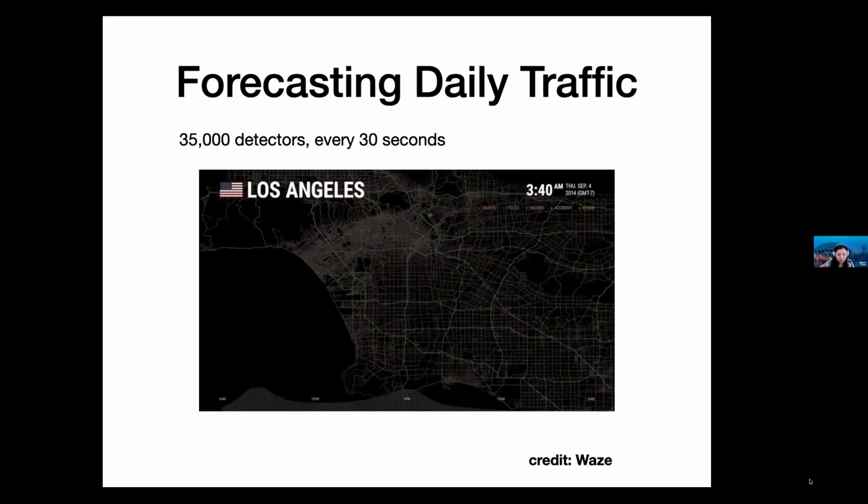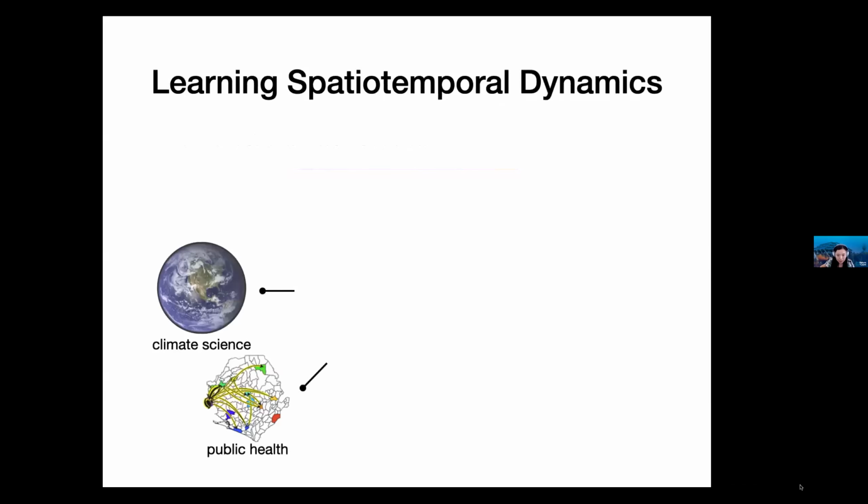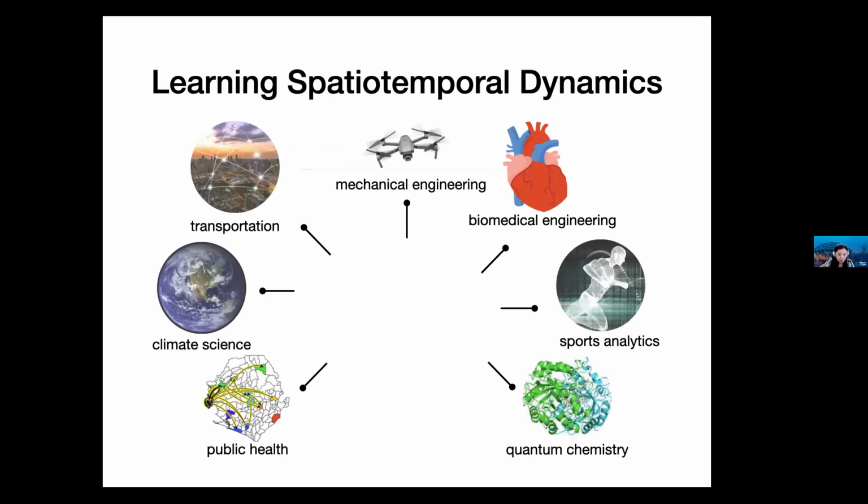So these two examples, from climate to transportation, are examples of spatial temporal dynamics. As you can see here, in different fields in climate science, transportation, public health, and many other fields in science and engineering, the common pattern is that the data contains very rich space and time information. And if we can design machine learning models that can learn from the rich space-time information, we will be able to make real-time decisions in a lot of the science and engineering problems.